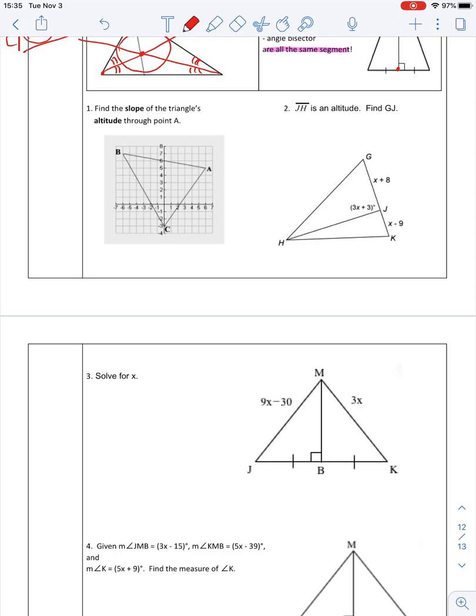Altitude first. Find the slope of the triangle's altitude through point A. So remember that an altitude extends from the vertex and then goes to the opposite side. So it's going to extend from here at A, and it's going to be perpendicular to BC. Why that's important is altitudes are perpendicular. And so what we want to do is find the slope. Well, remember, perpendicular slopes are opposite reciprocals.